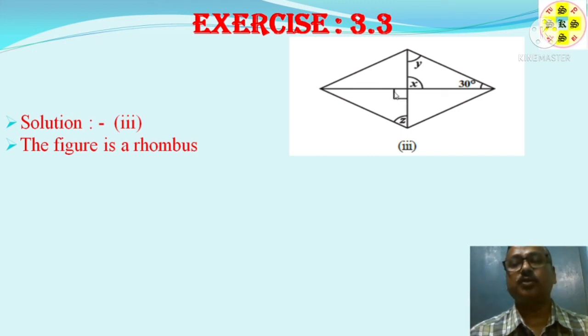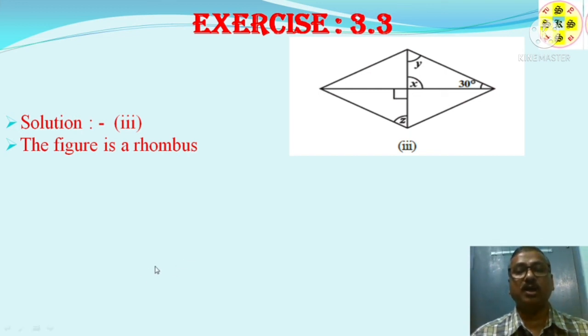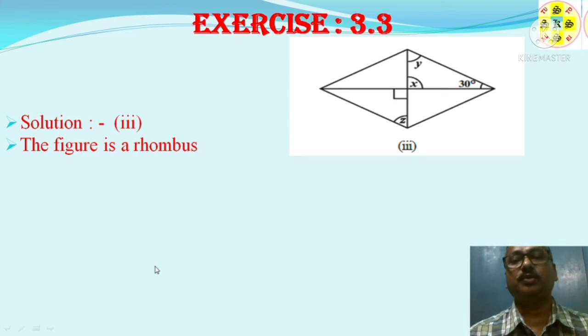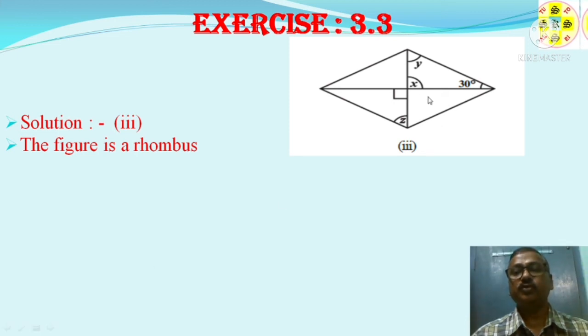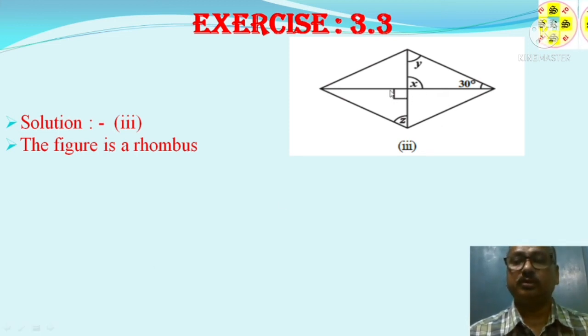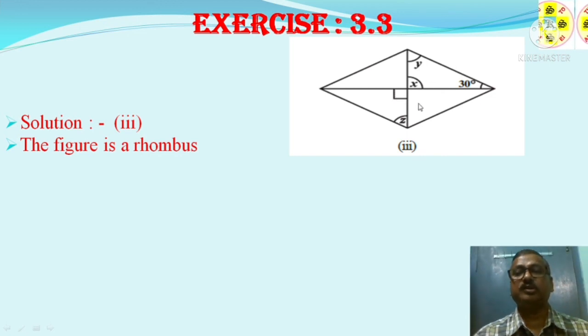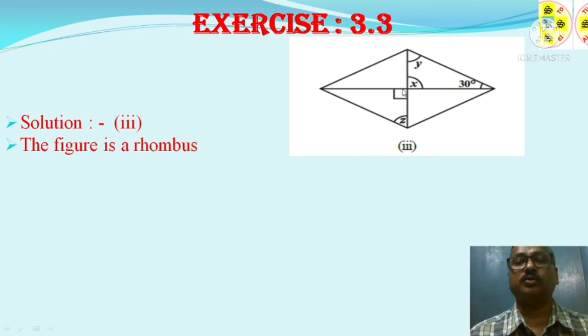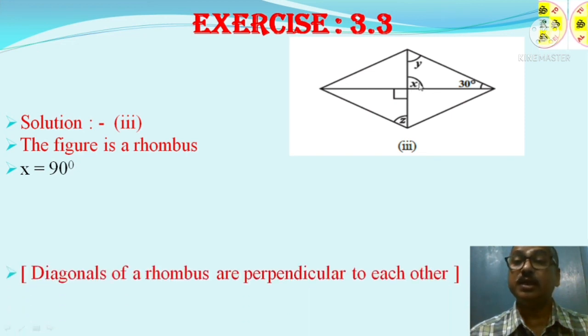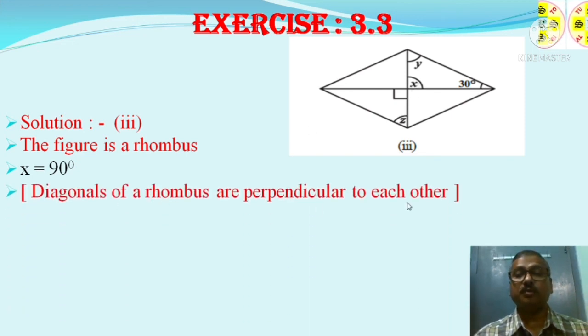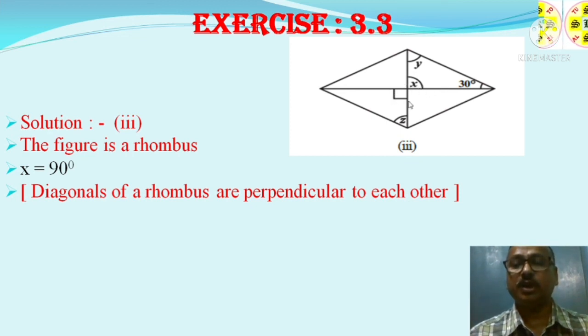Now there are two possibilities, one is a square, another a rhombus. The diagonals of a rhombus and a square are perpendicular to each other. In a kite also the diagonals are perpendicular to each other, but this figure is a rhombus. We have to write this is a rhombus. So from that we can find first x equals 90 degrees. The reason is the diagonals of a rhombus are perpendicular to each other. So this is 90, therefore this is also 90, all angles are 90.